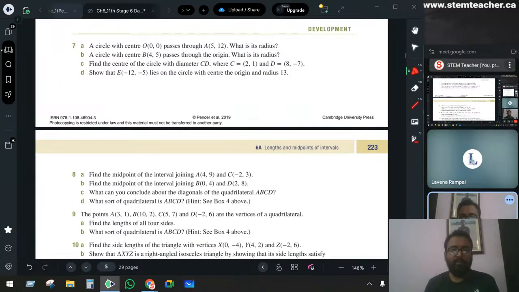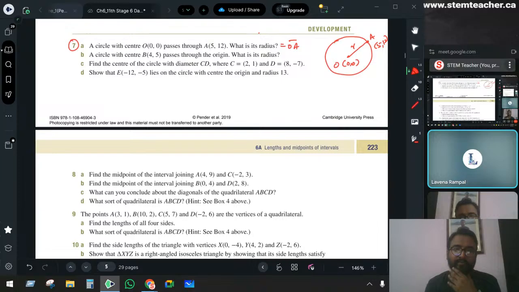So now he has improved a little bit, and came to circles. The circle with center at origin passes through so and so. What is the radius? What is the center? This is a circle whose center is the origin and passes through a point. A point on the circle is A(5, 12). So what will be the radius? Radius is equal to the distance between O and A.